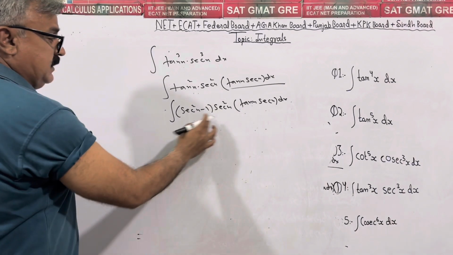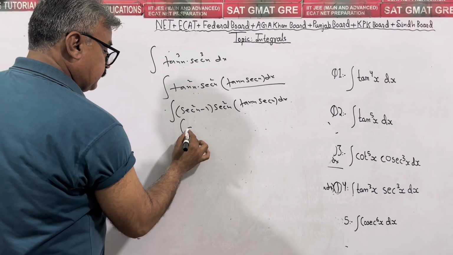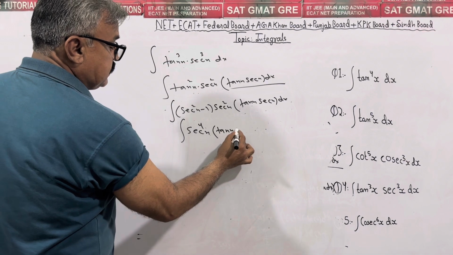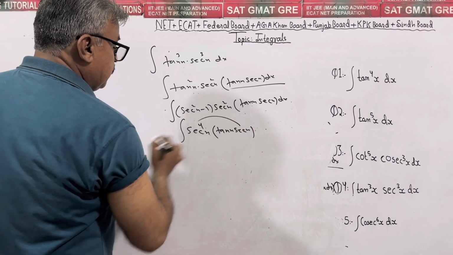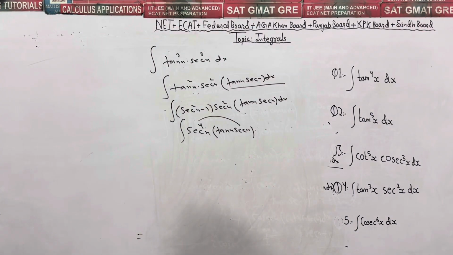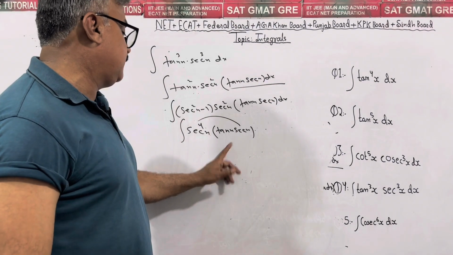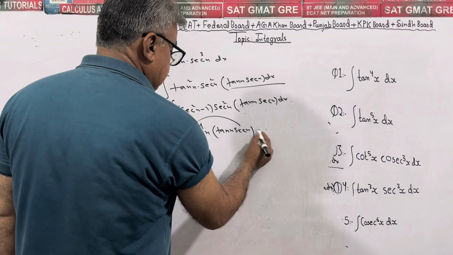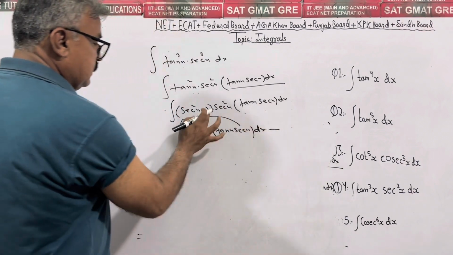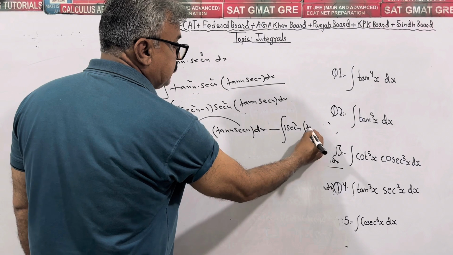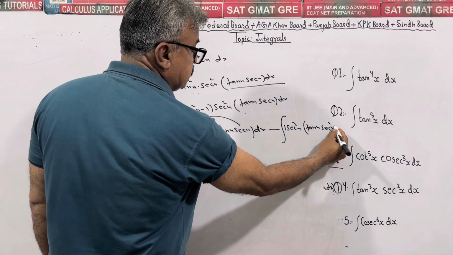Okay, cool. Multiply this throughout. It will become sec 4x times tan x sec x. Look, I am not multiplying sec 4 into sec. I am not writing this sec 5. No, I know that this is my function, this is my derivative. I need this as it is, dx. Minus this one with this one, 1 times sec square x times tan x sec x dx.